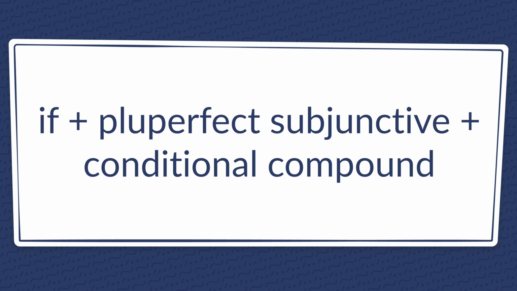And last but not least, if clauses are used with a combination of the pluperfect subjunctive and the conditional. This one's similar to the last example, but this time, both the actions are in the past. The formula for this one is if plus pluperfect subjunctive plus conditional compound. This form emphasizes that one action occurred before another one, and the result of the earlier action is probably connected to the result of the second one.